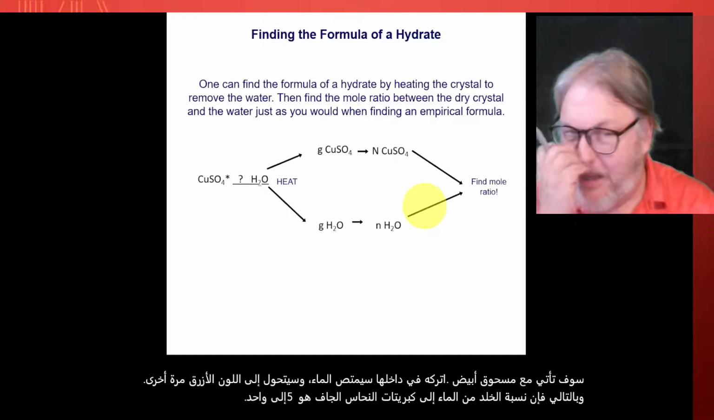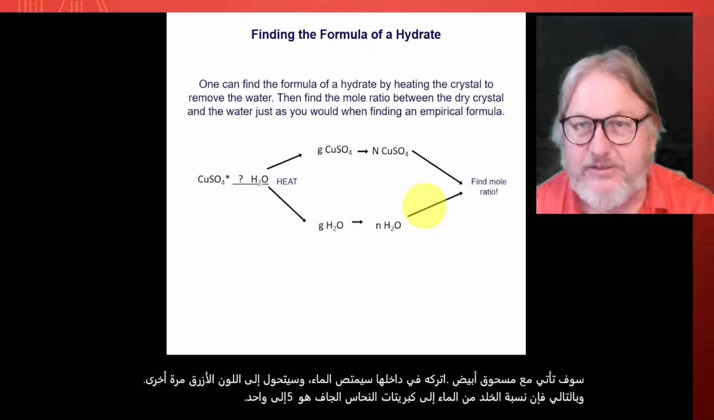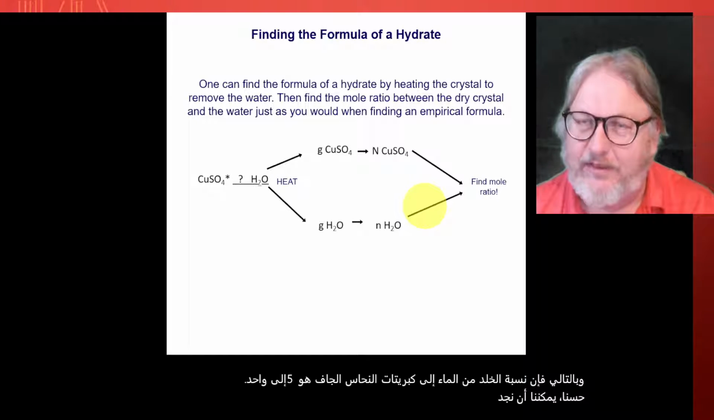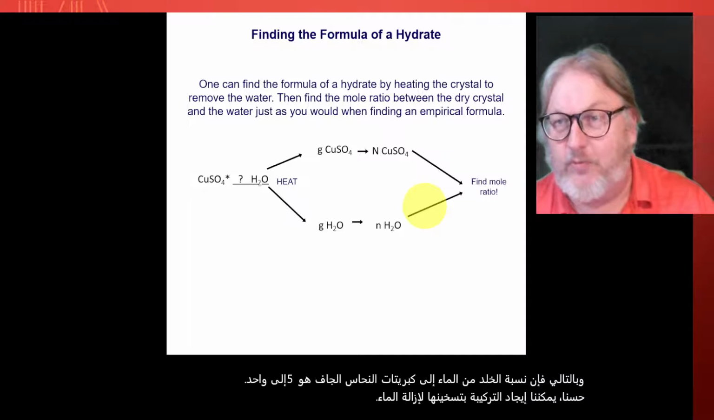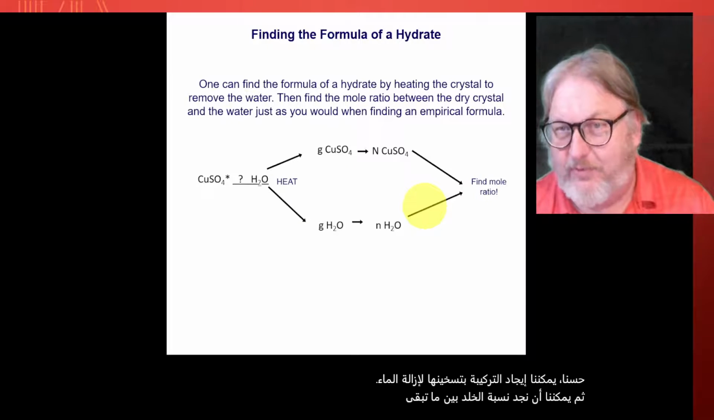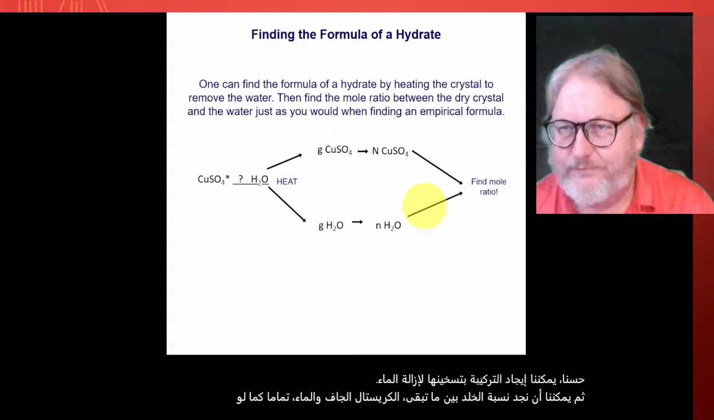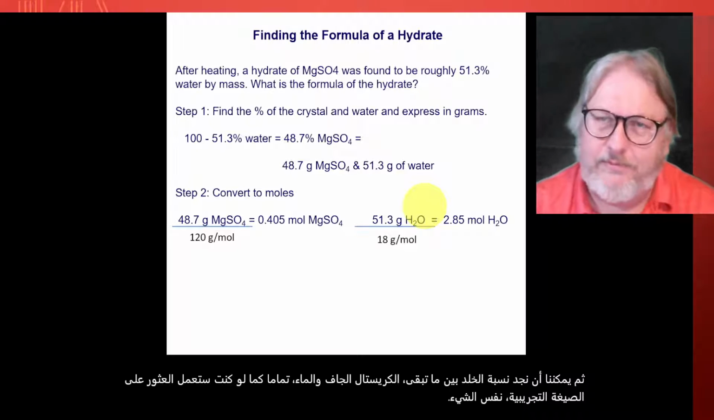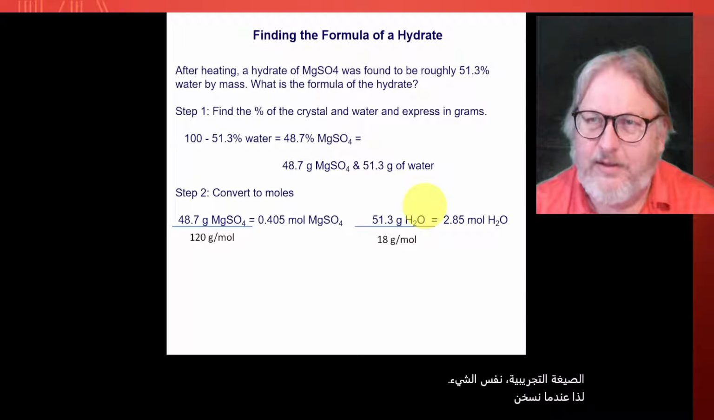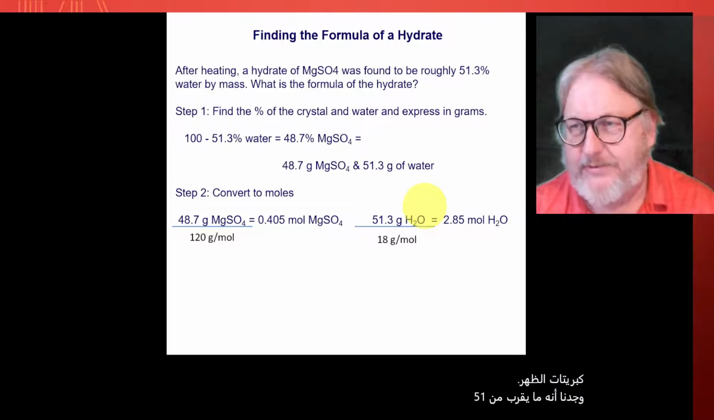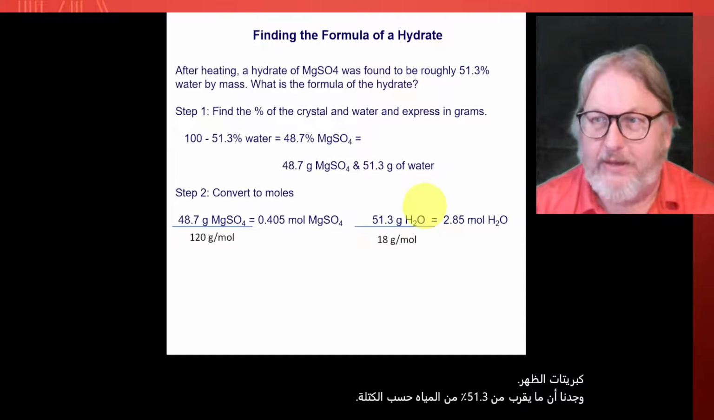All right. How do we find the waters of hydration? All right, we can find the formula by heating it up to remove the water. Then we can find the mole ratio between what was left, the dry crystal, and the water, just as if you're going to find the empirical formula. Same thing. Okay. So when we heat mag sulfate, we found it to be roughly 51.3% water by mass. 51.3% of the weight was driven off.